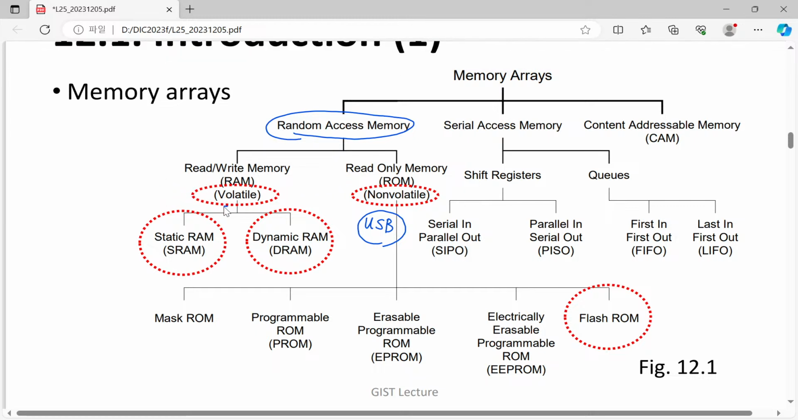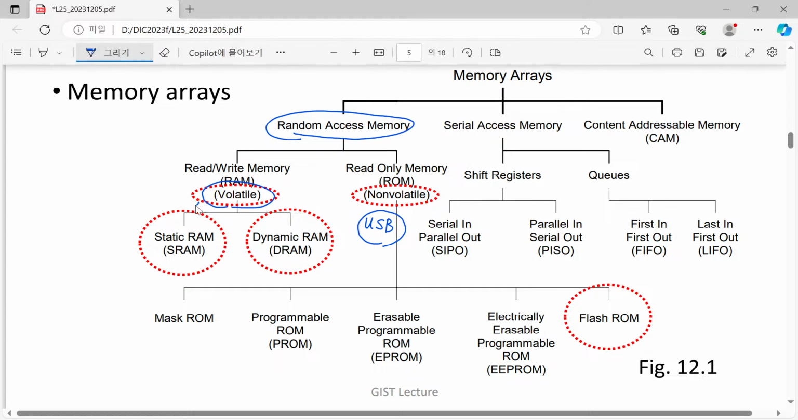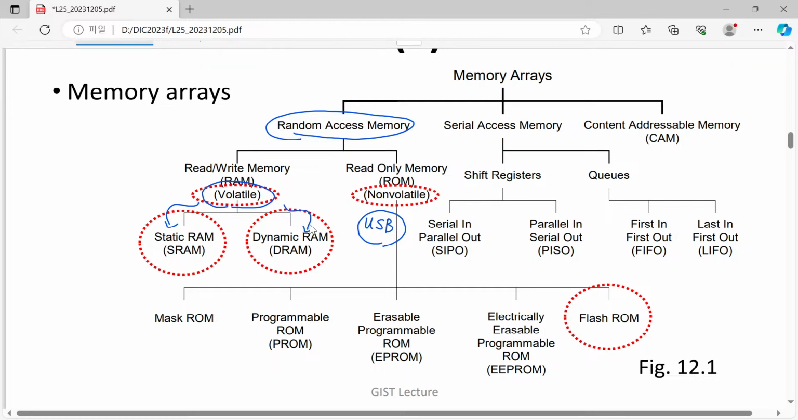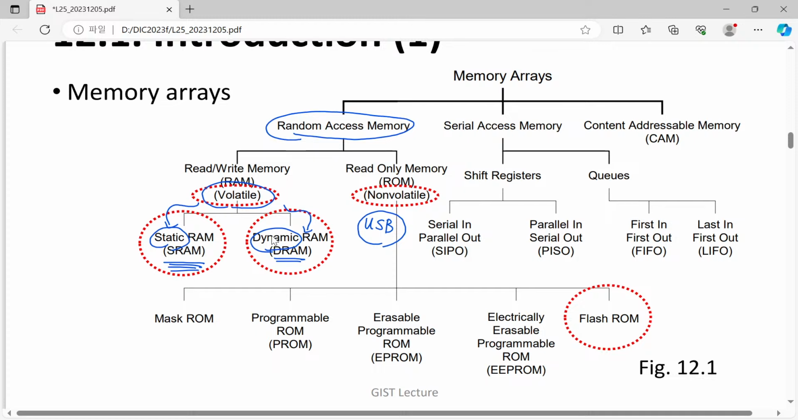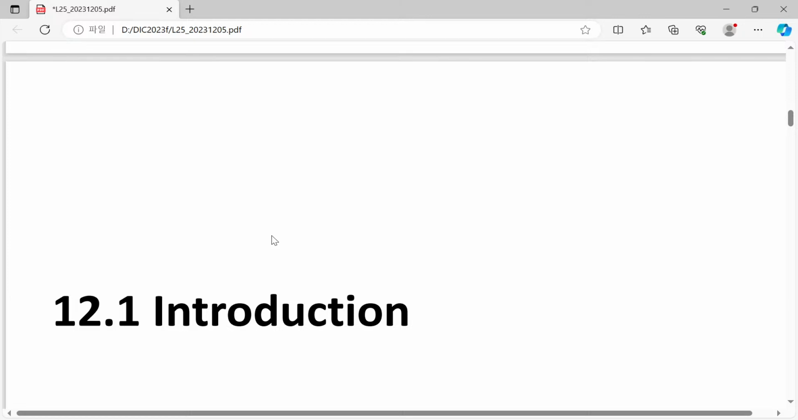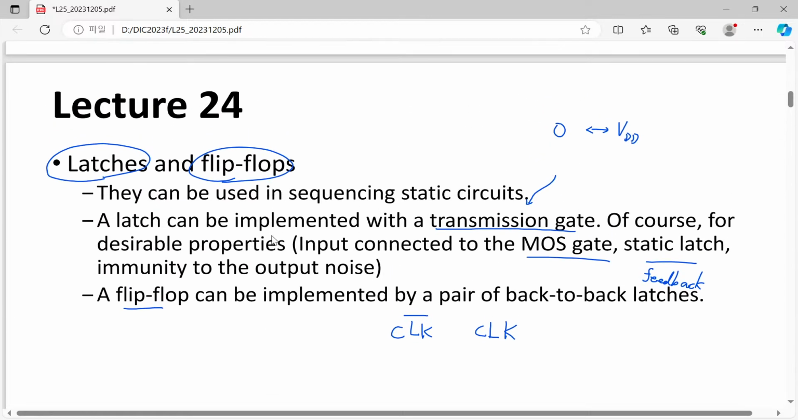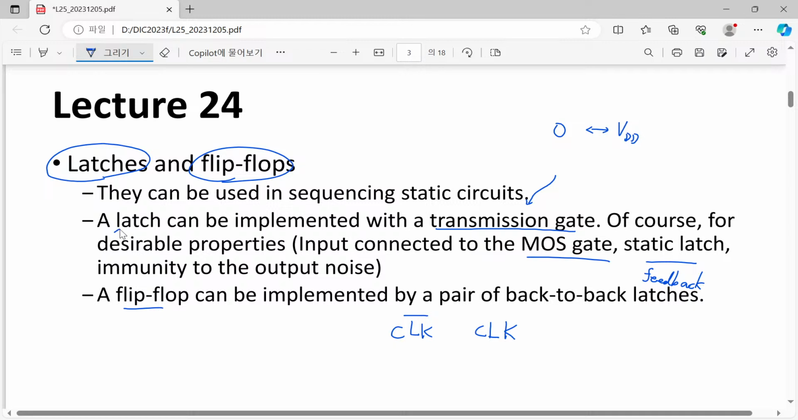Even in volatile memory, we can find two representative categories: one is static RAM, SRAM, today's main topic, and one is DRAM. So what is static and what is dynamic? Maybe you remember that we talked about the flip-flop or latch. Here we have a latch, and a latch can be a dynamic latch if we use a transmission gate.